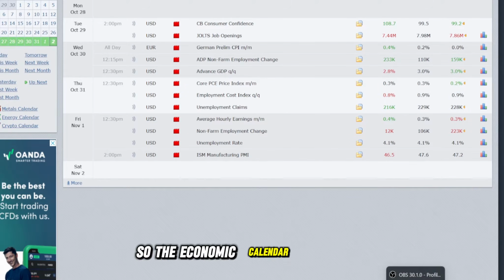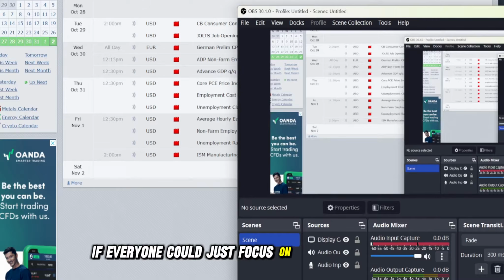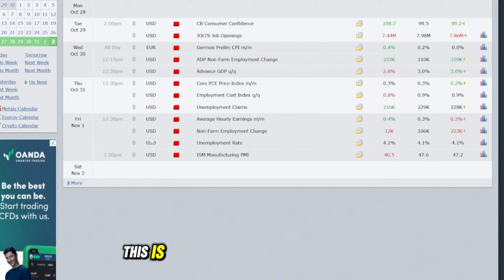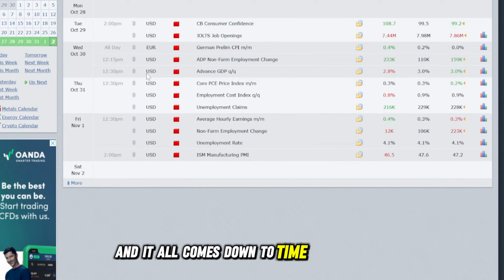So the economic calendar for the week, if everyone could just focus on this right here. This is the economic calendar from Monday the 28th up to Friday the 1st. This was NFP week, full of news. So the question now becomes, how do I trade news events? How do I navigate around the volatility, and how can I use them to my advantage? I get this question a lot, and it all comes down to time and price theory.